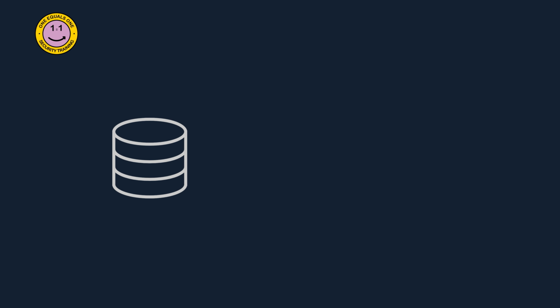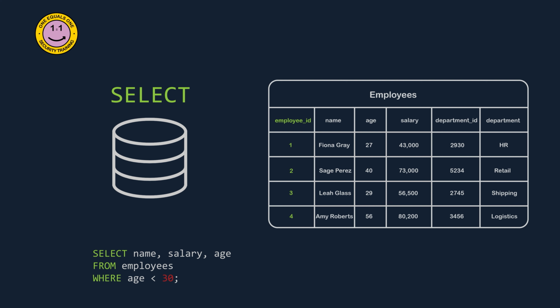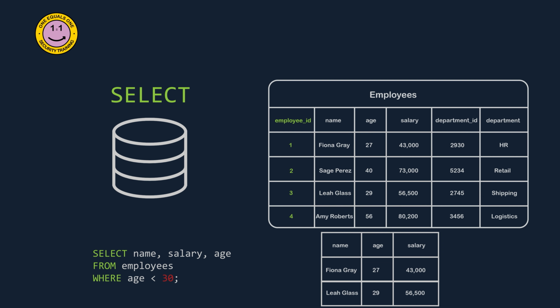To give you an idea how SQL works, let's look at a simple example. Suppose we have a database that stores information about employees in a company, including their name, age, and salary. With SQL, we can use the select statement to retrieve specific data from the database. For example, we could use the following query to get the names and salaries of all employees who are under 30 years old. Here, we're selecting the name, salary, and age fields from the employees table, where age is under 30. This would return a table with the names and salaries of all employees who are under 30 years old.